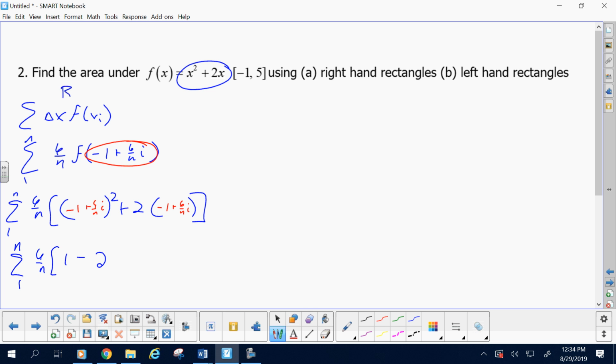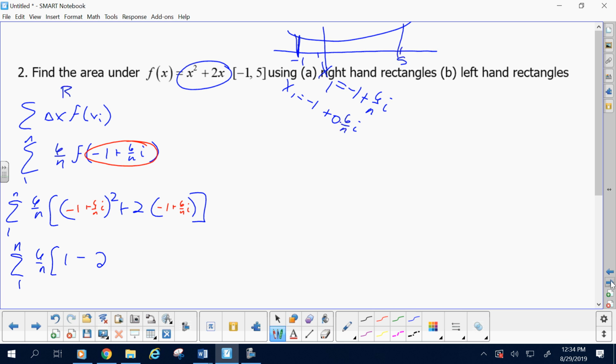Why isn't it -1? Because you're starting at -1. Whether you do left hand or right hand, you're still starting there. The only question is, if it's right hand, then it's starting at -1 and going over 6 over n. But if it's left hand, then the first x is -1 plus no 6 over n. You with me? But either way, left or right, you're starting at the left edge -1. Okay? Does that make sense?